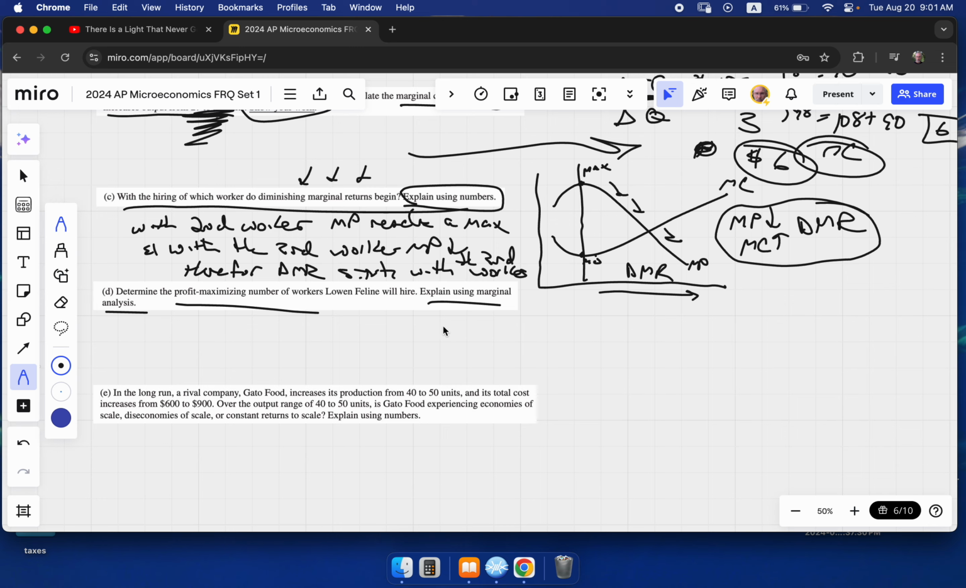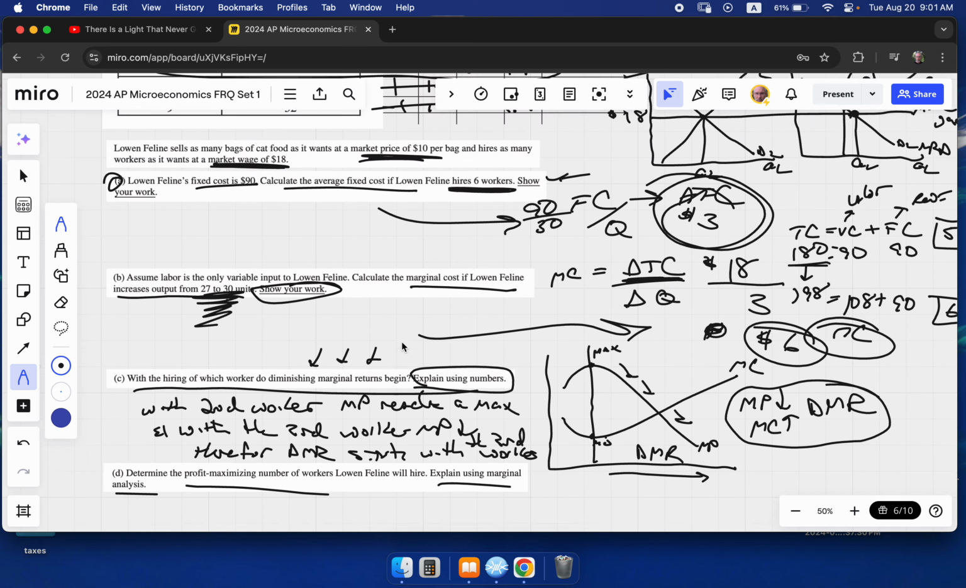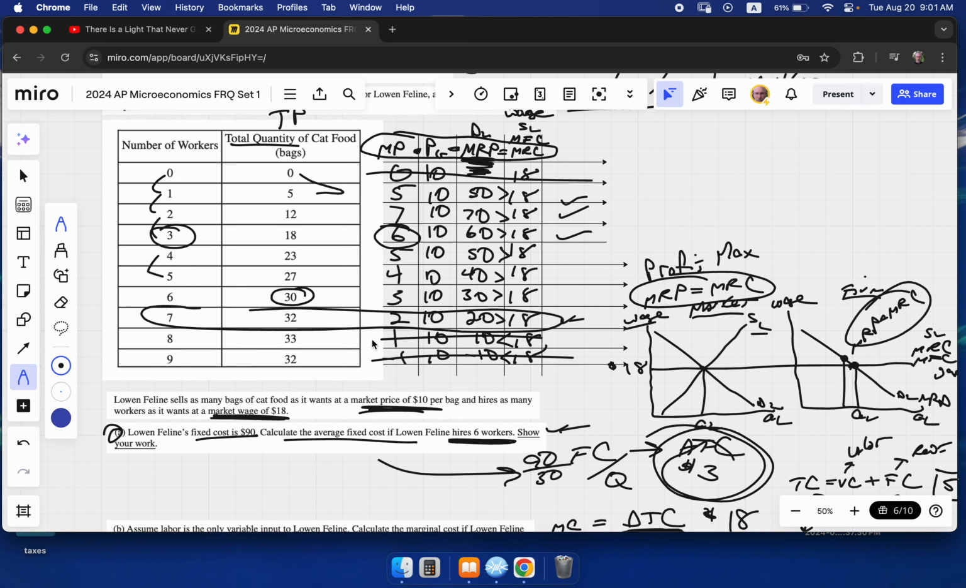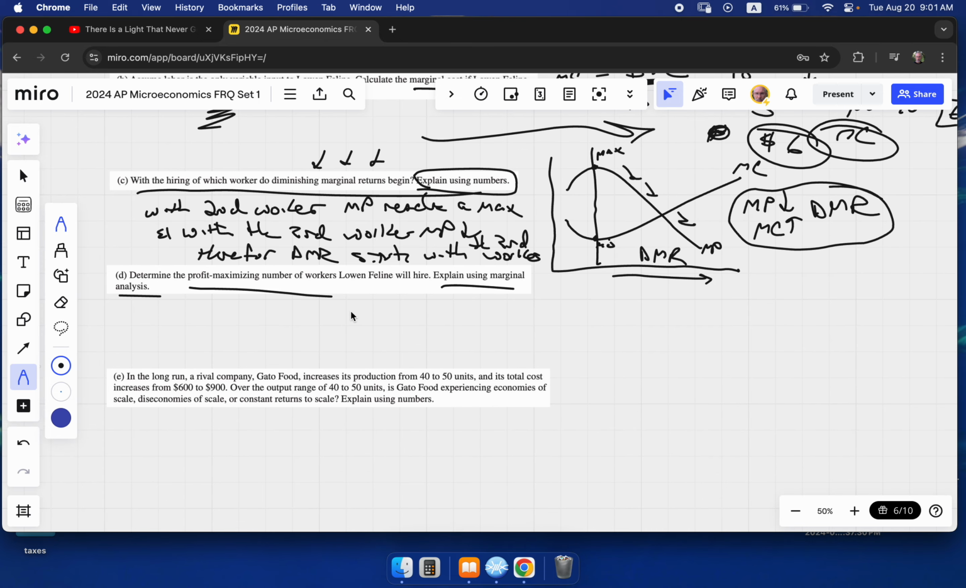So let's see, explain using marginal analysis. So I do this the same way like a child. I'm going to say I would hire up to 7 workers, as the marginal revenue product is greater than the marginal revenue cost, not the 8th worker, as marginal revenue product is less than marginal revenue cost.